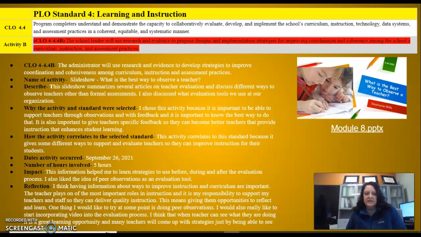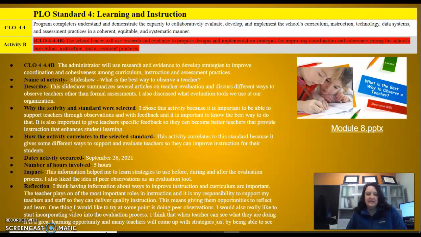I chose this activity because it is important to be able to support teachers through observations and with feedback, and it's important to know the best way to do that. It is also important to give teachers specific feedback so they can become better teachers that provide instruction that enhances students' learning. This activity correlates with the standard because the standard gives some different ways to support and evaluate teachers so they can improve instruction for their students. This activity was completed on September 26, 2021 and took 5 hours to complete.